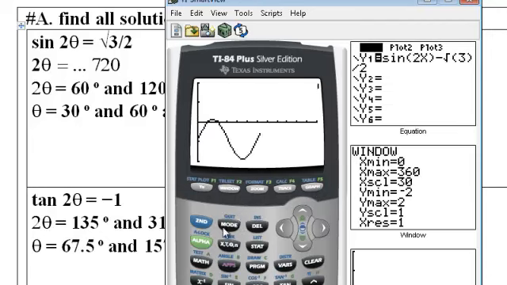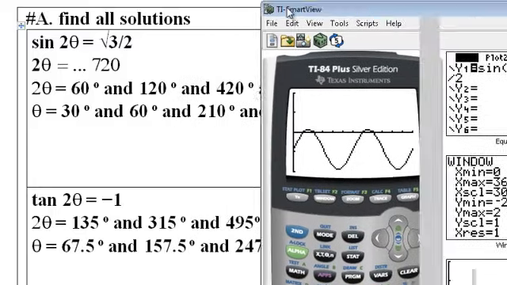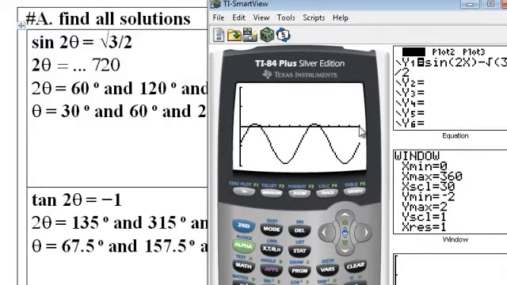There it is. And we can already see right here, there's the 30 degrees, 60 degrees, because that's the scale I used, 90, 120, 150, 180, 210 degrees, 240 degrees, exactly the solutions that we have here. And then 360 degrees is over here, and we have these 4 solutions. So the next one, tangent 2 theta.